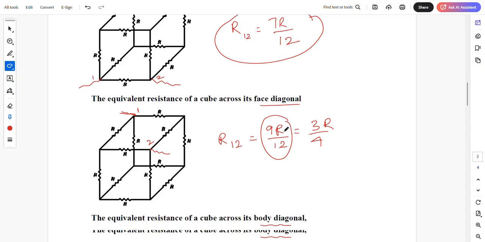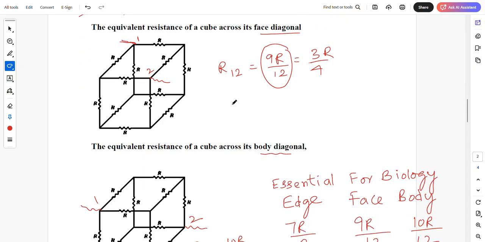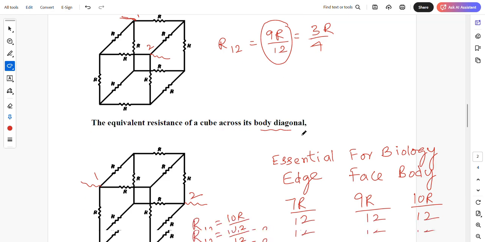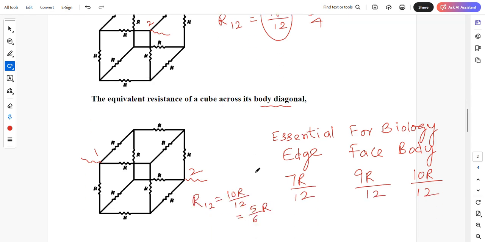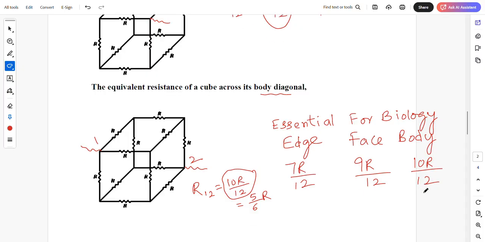And resistance of a cube across its body diagonal is 10R by 12. Just remember this one. Later you can simplify this one. Essential for biology: Edge, Face and Body you can remember like this: 7R by 12, 9R by 12, 10R by 12.